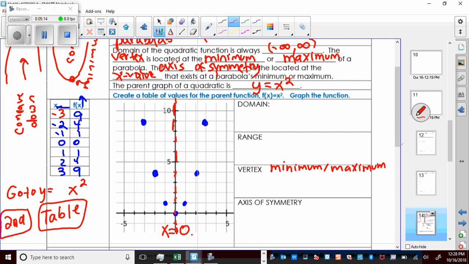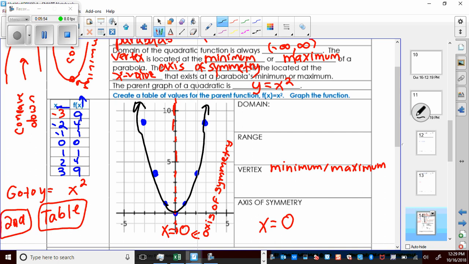You need to write it out. Axis of symmetry. It splits this parabola in half. x equals 0. That's my axis of symmetry. Now, if you want to be sure that this is an axis of symmetry, you can fold your paper. But let's make the curve. If you're drawing a V, I'm going to mark it wrong. This is a U. This is more of a U than a V.